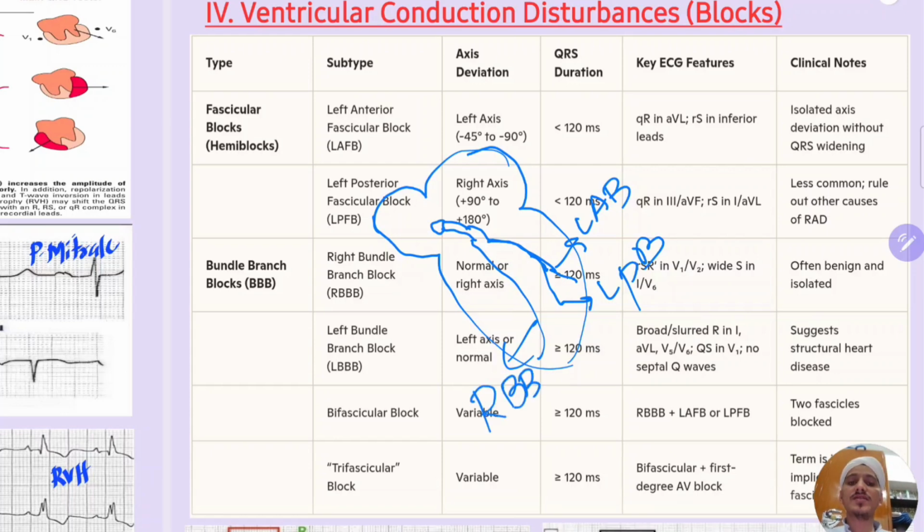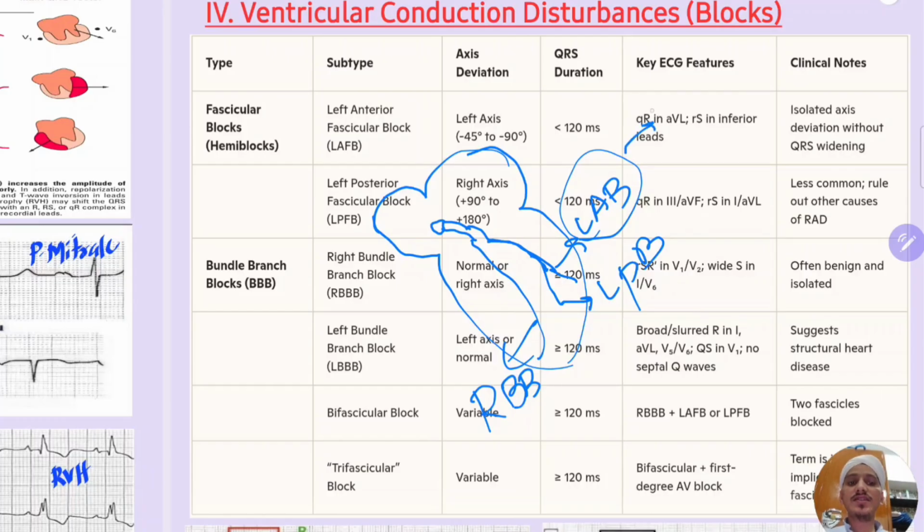Remember this. When we are dealing with blocks, we will try to know whether there is left anterior fascicular block, as we call it. So left anterior fascicle and left posterior fascicle are the two parts of the left bundle. The left bundle of His has two parts, that is left anterior fascicle and left posterior fascicle.